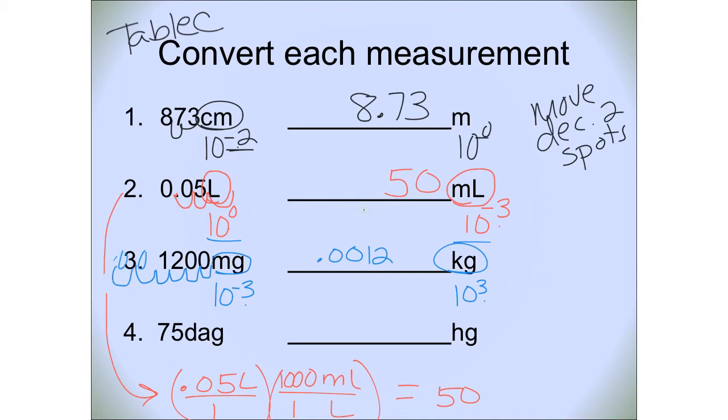All right, number 4, this is decagram. So this is not one you would have on a test because it's not on your reference table. Deca is 10 to the first. Hecto is 10 to the second. So I'm only going to have to move the decimal 1 spot over. And my unit is getting bigger, so my number has to get smaller. So that would be 7.5.